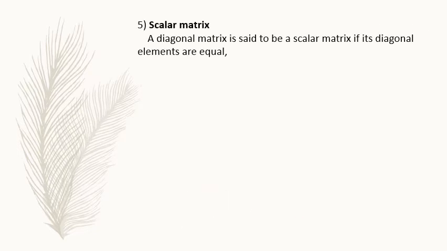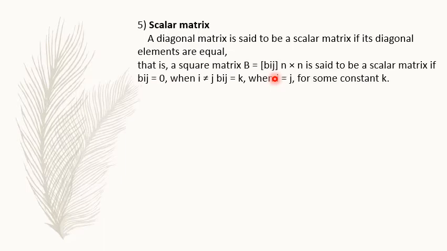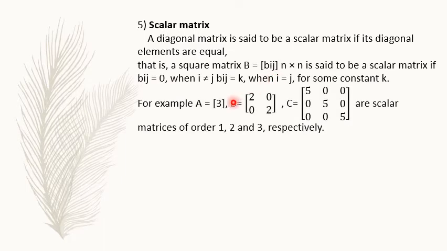Scalar matrix. A diagonal matrix is said to be a scalar matrix if its diagonal elements are equal. Here, this is a 1 by 1 matrix. It has only one diagonal element, so it is 3. Here, it's a 2 by 2 diagonal matrix. Here, the diagonal entries are 2, 2. That is, the diagonal entries are the same. So these types of matrices are called scalar matrices.